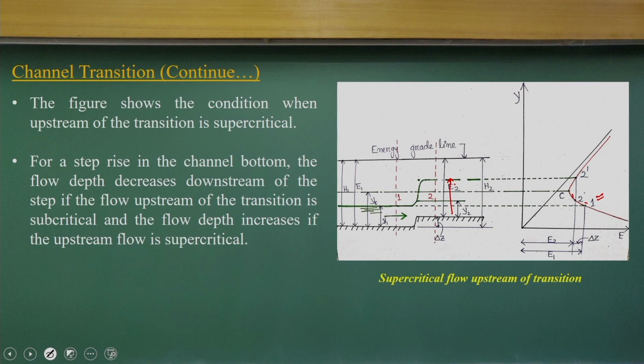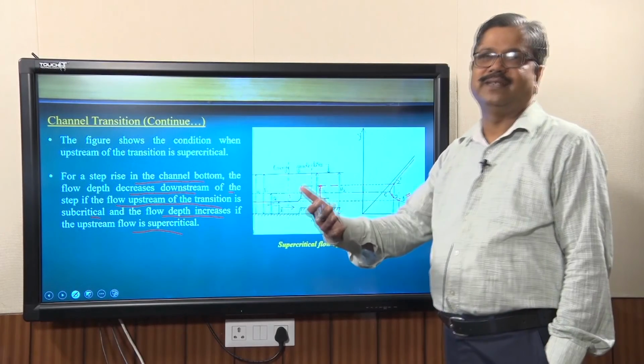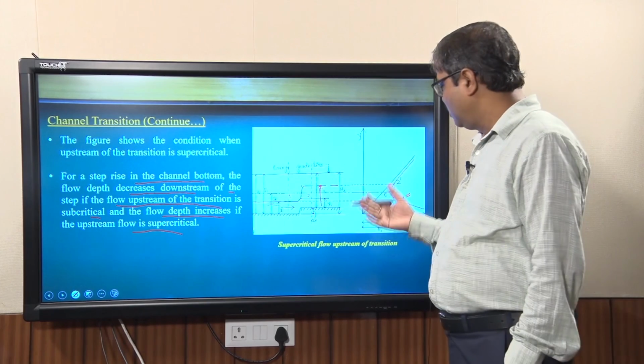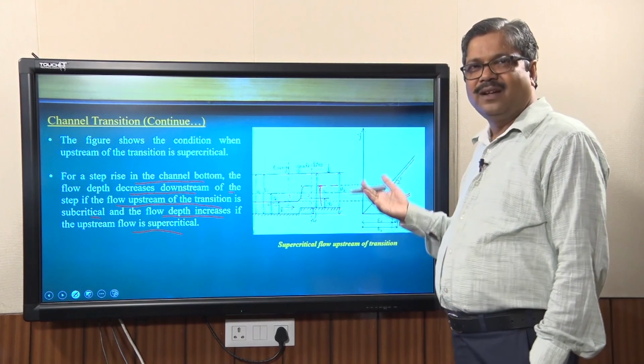supercritical. So basically, let me summarize: if there is a step rise in the channel bottom, the flow depth decreases downstream of this step if the upstream flow is subcritical. So if the upstream flow is in the subcritical regime, the flow depth decreases downstream; the reverse happens if the flow is supercritical, the flow depth increases. The other way around, you can talk about the velocity increase or decrease patterns, as you know from these diagrams, which have the flow depth and also the velocity.